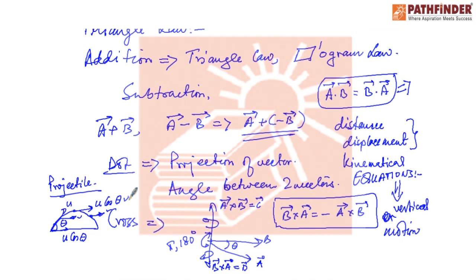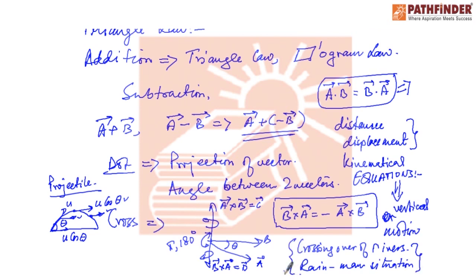Now there are one or more things regarding relative velocity. The particular case of relative velocity deals with the situation of crossing over of rivers, and the Rainman situation. While we go to the problem solving session, we will deal with both of them, and show you how to approach a particular problem in case of a river crossing and in case of Rainman.